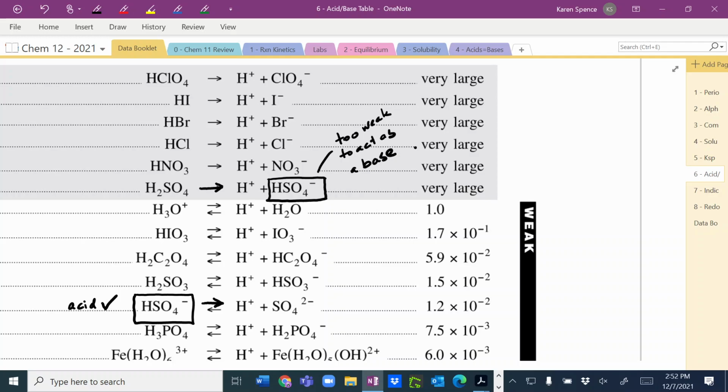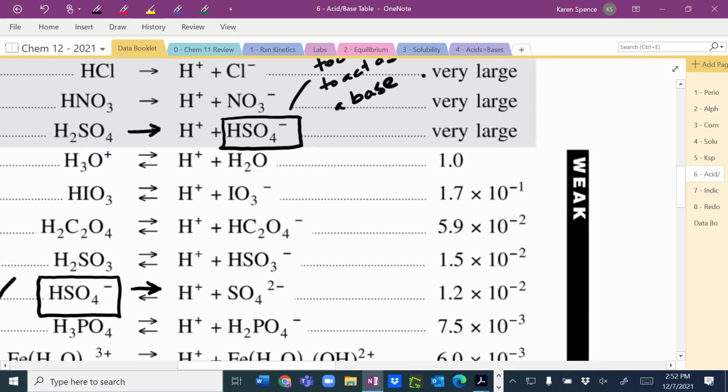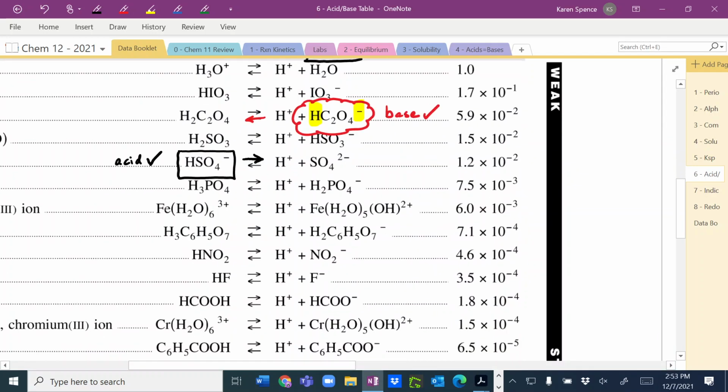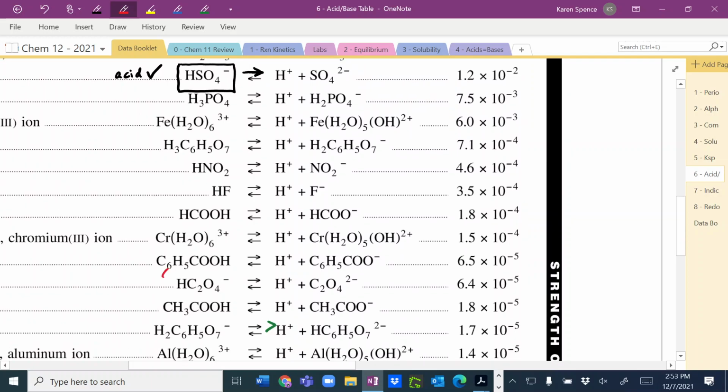If we look for any other species that has a hydrogen and a negative charge, let's just pick our first one we come across. Here I've got HC2O4 minus. What side of the table is it on? Is it acid or base side? It's on the base side. Is it able to act as a base? Yes, it is. It can go this way. So base, yes. Can you find HC2O4 minus on the acid side? Yep, there it is on the acid side. Is it able to act as an acid? Yes.